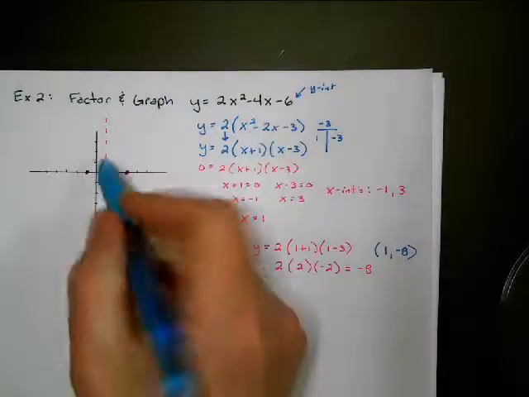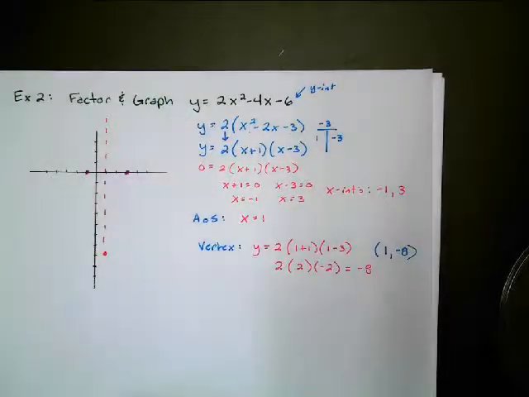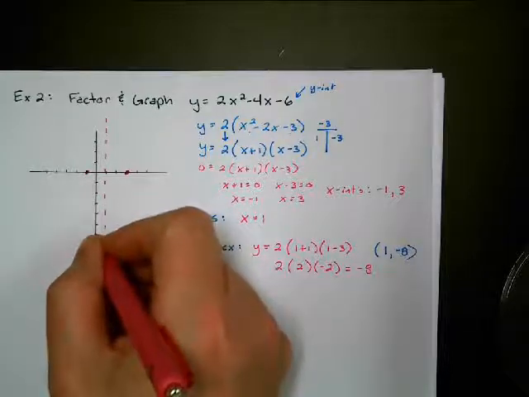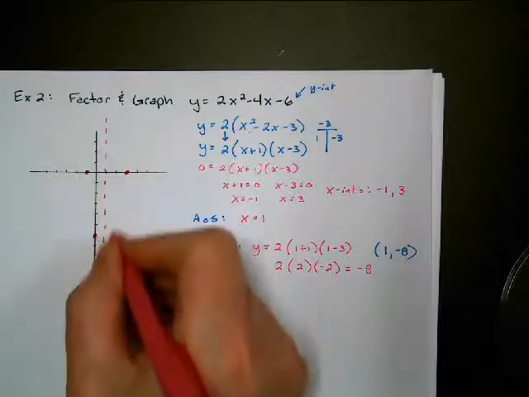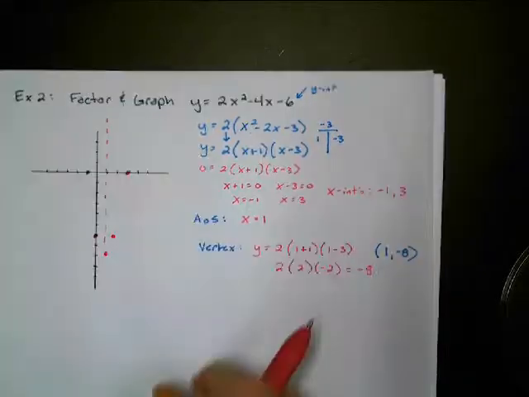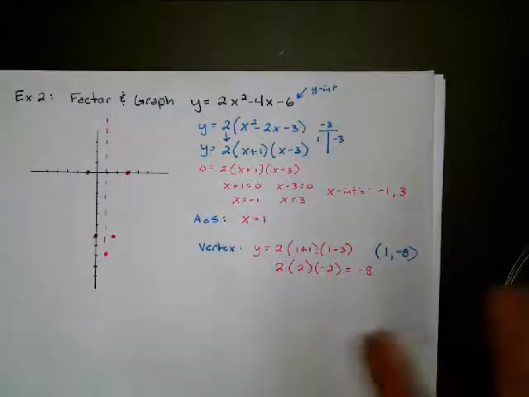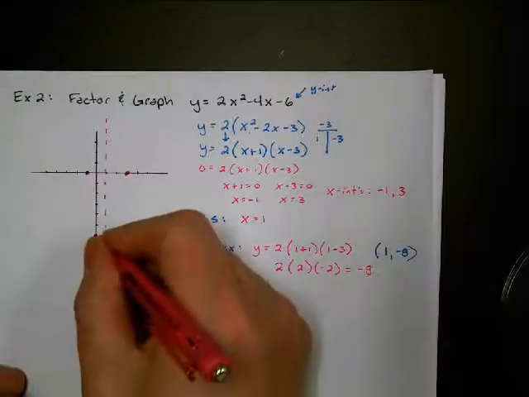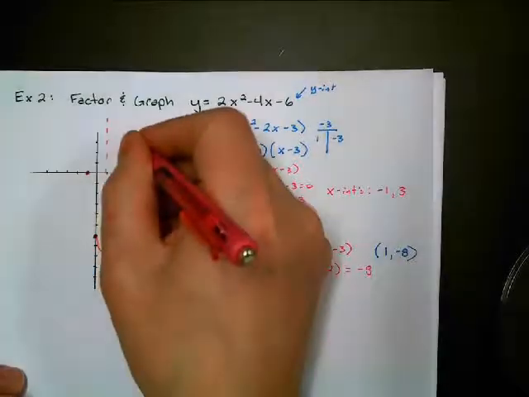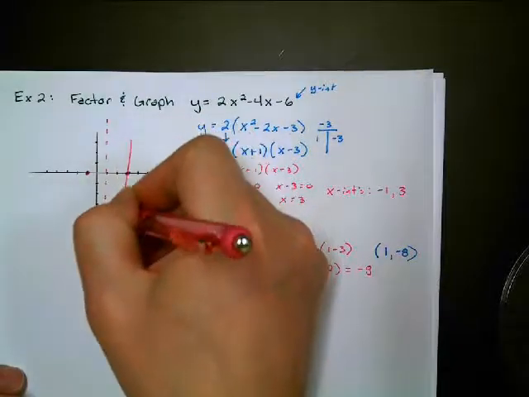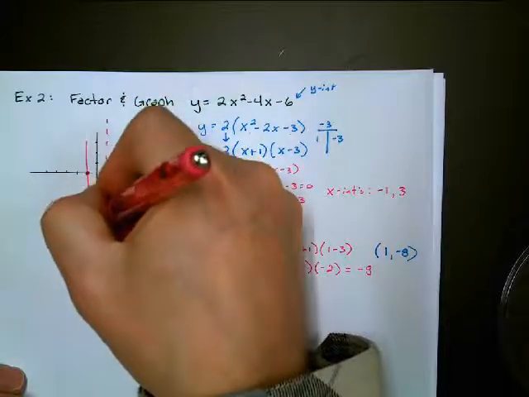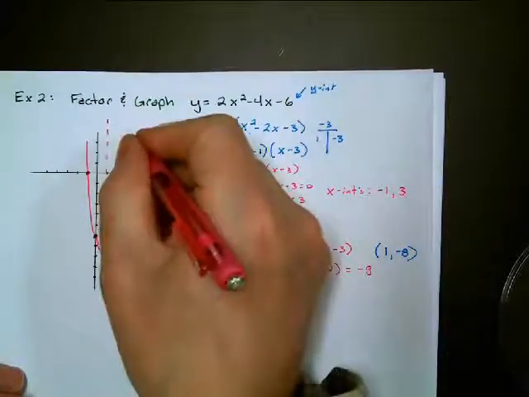1, 2, 3, 4, 5, 6. And then on the other side of the axis of symmetry, we should get another point at 2, -6. And now I've got 5 points. My parabola is done. Close enough. Kind of bothers me right there.